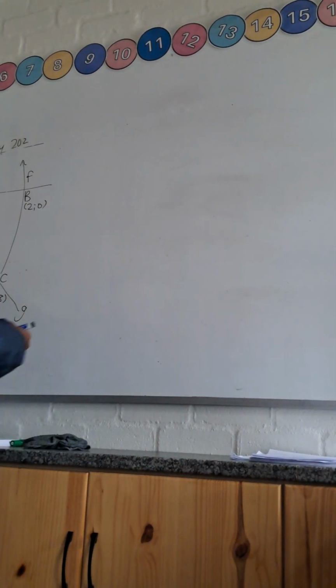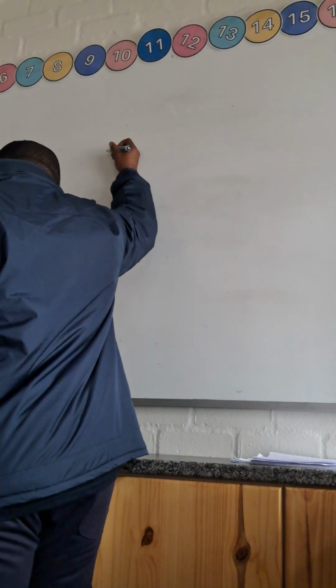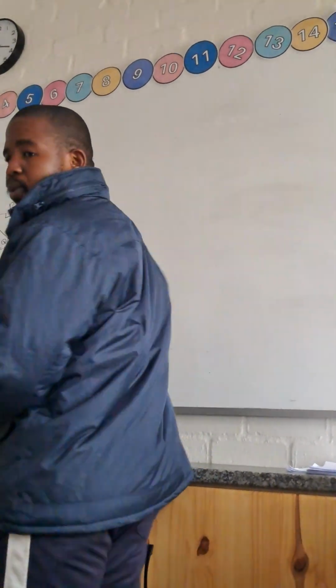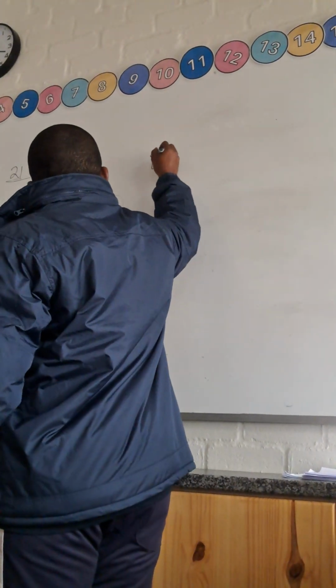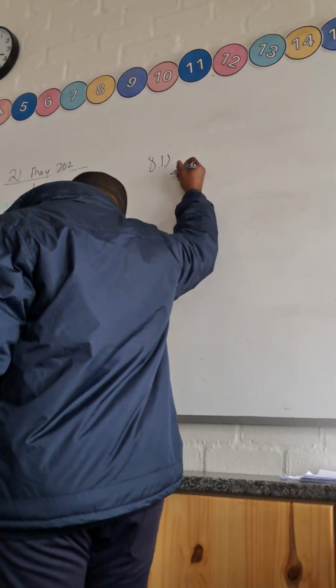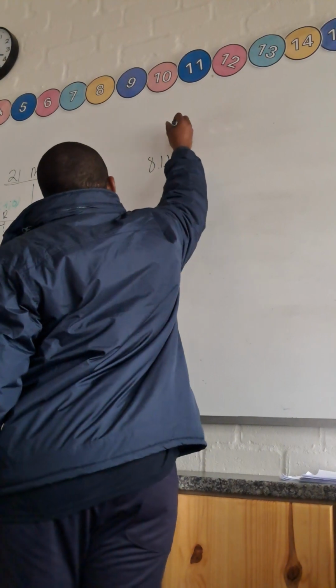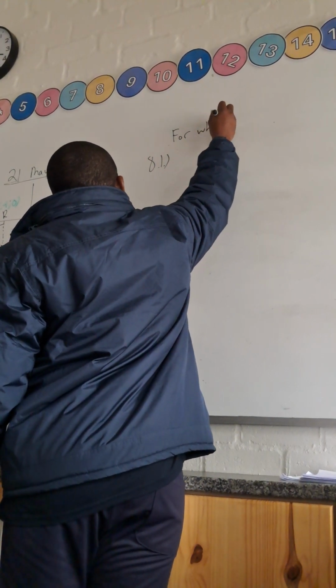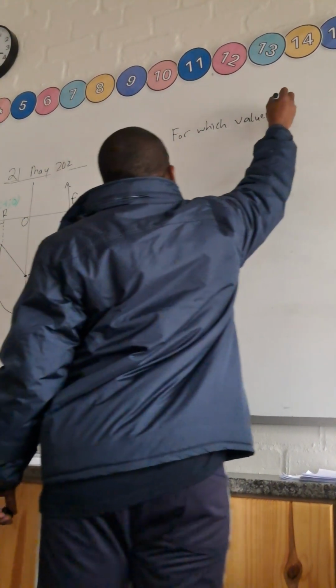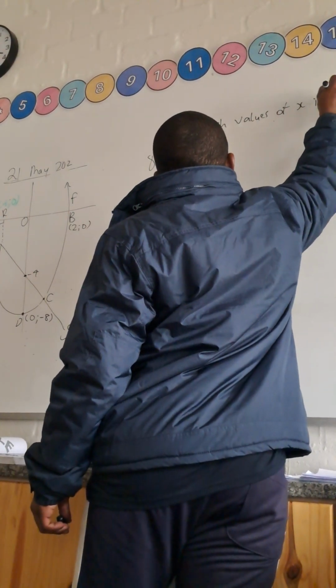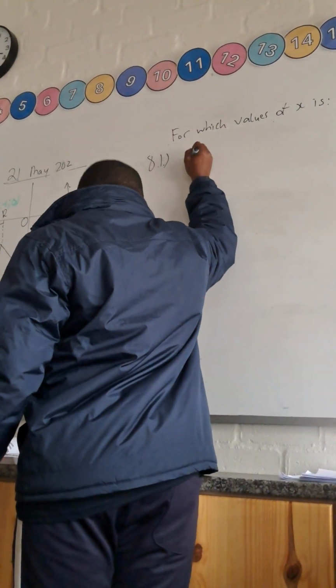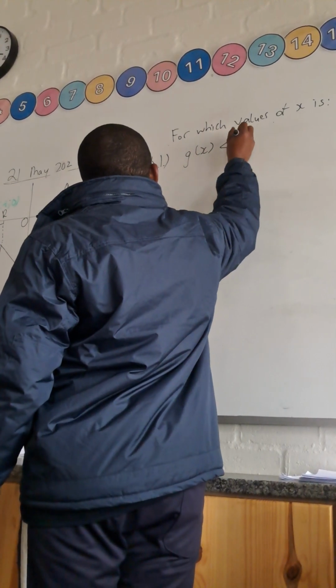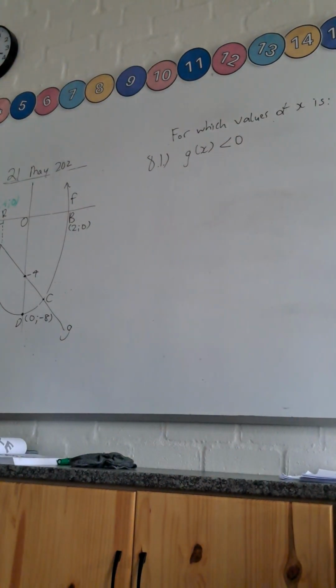Okay. So, first question. I don't know what question we're on. What question number? 8.1. So the first question says: for which values of x is, 8.1, g of x smaller than 0. Yes. For which values of x is g of x smaller than 0. Oh, I hate this.